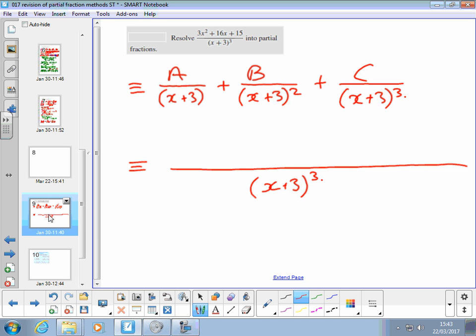Yeah. So what have you had to do to A? What have you had to do to the denominator here to make it cubed? Multiply by x plus 3 squared. Yeah? What have you had to do to that to make it x plus 3 squared? Multiplied by x plus 3. What have you had to do to C? Nothing. Yeah? I see, said the blind man.